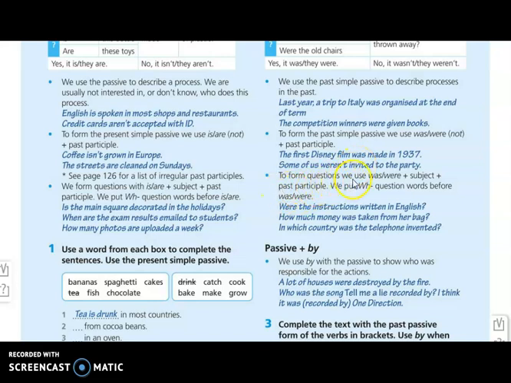To form questions, we use was or were plus subject plus past participle. When we have WH questions or WH words, we have to put them before was or were. Like, were the instructions written in English? Here the answer must be short, like yes, they were, or no, they weren't. Instructions, plural, so we used were. How much money was taken from her bag? This question needs a full answer. And in which country was the telephone invented? This question also needs a full answer.